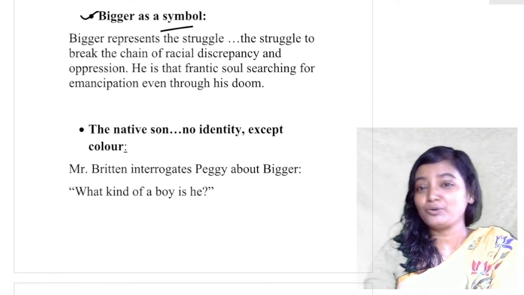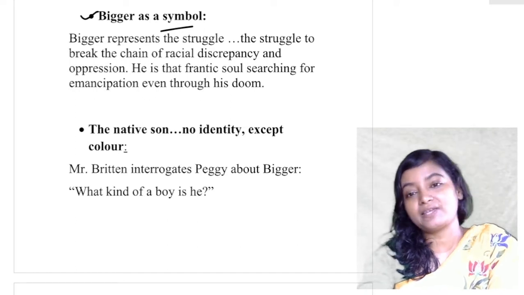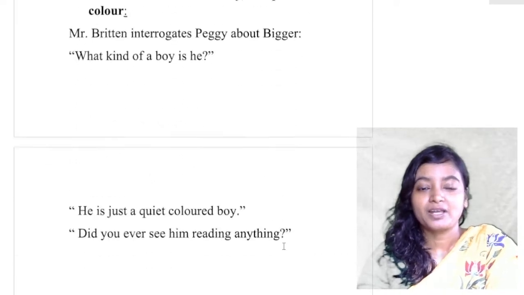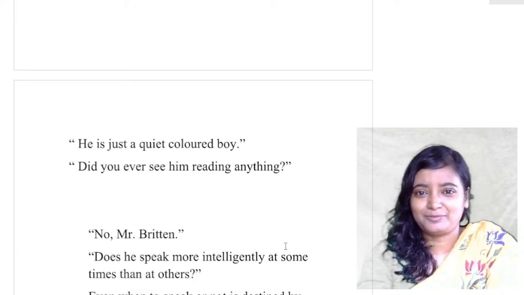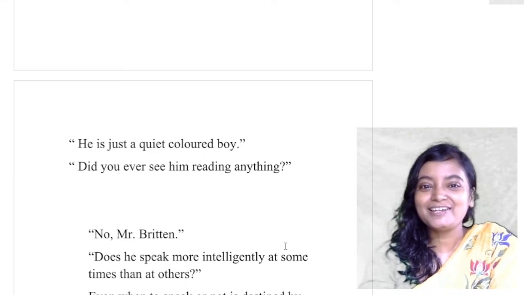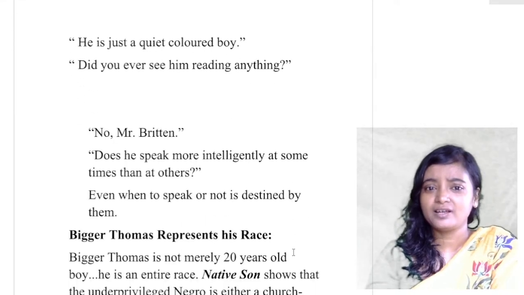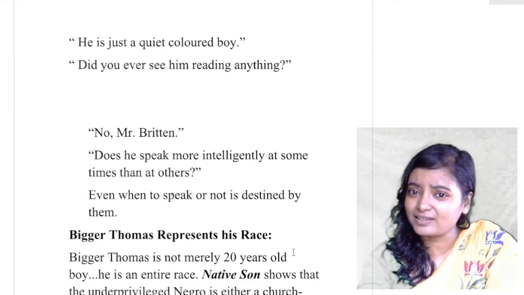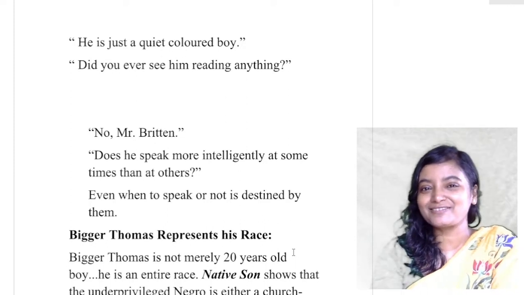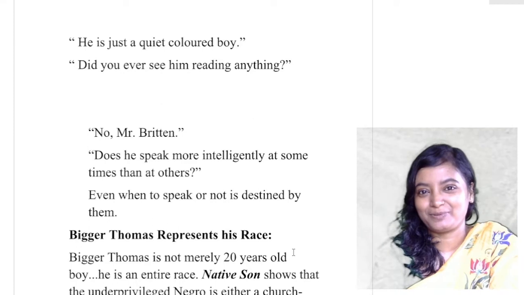The native son, no identity. Mr. Britton, the detective, interrogates Peggy about Bigger. What kind of boy is he? He asked. And she says he's just a quiet colored boy. So it is his identity that he is a colored boy. Did you ever see him reading anything? No, Mr. Britton. Does he speak more intelligently at some times than at others? So from these questions you can understand how a black boy is judged by white people.